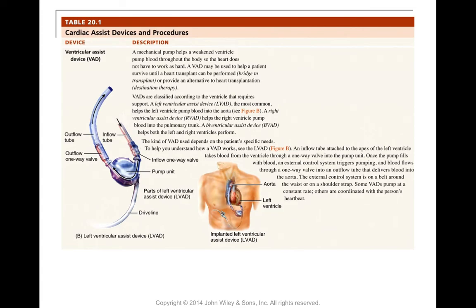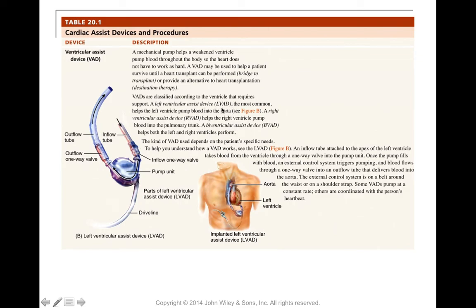The type that these patients are going to need depends on the patient themselves. It depends on where they're going to have an issue. If they have failure of the left ventricle, they'll need the LVAD. If they have failure of the right ventricle, the RVAD. But it's very unusual to have failure of the right ventricle without failure of the left ventricle. Usually you end up with failure of the left ventricle, which then turns into failure of the right.